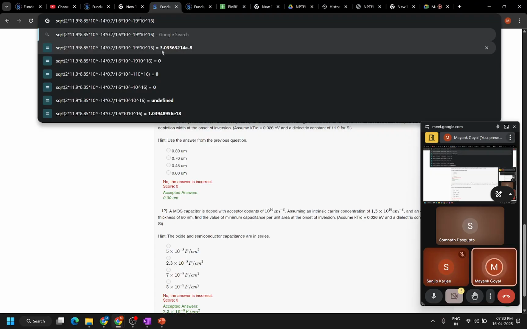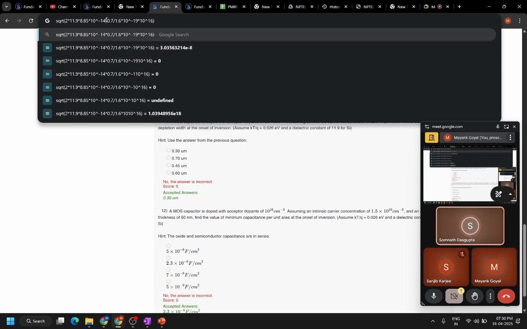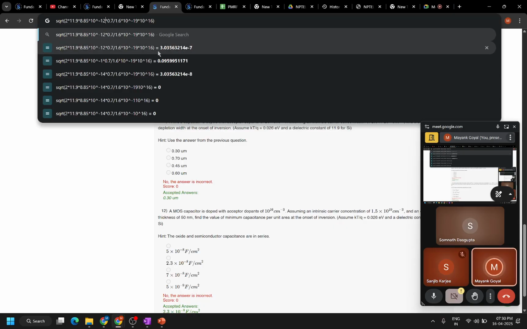Yeah, so it's coming out to 0.3 micrometer, sir. 0.3 micrometer. 10 to the minus 8 is there. So this 9 should be there, 10 power minus 12, and this is coming out as 0.3 micrometer, which is your answer.